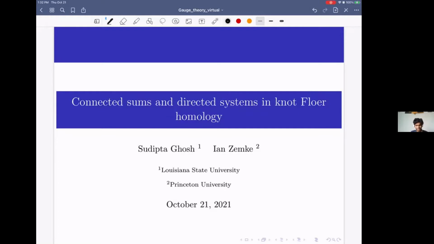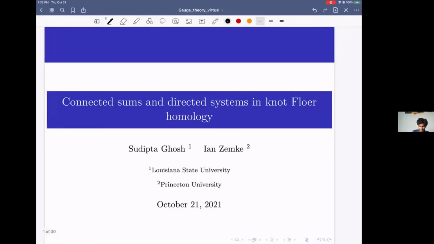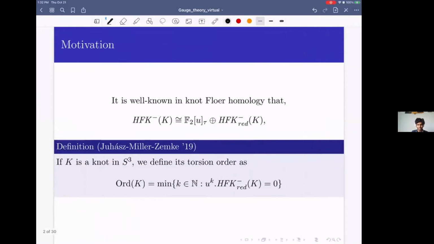This oriented skein relation was not really part of the plan, but recently we observed that if we put all these arguments together properly, we might just have the oriented skein relation for the minus version. Previously, the oriented skein relation existed only for the hat version, due to the work of Kronheimer and Mrowka. So let me start with the motivation.